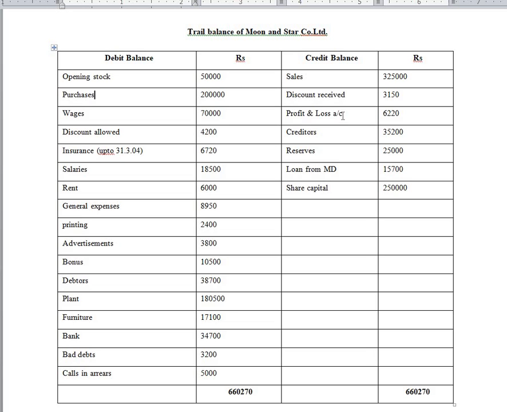Next, you have profit and loss account. This amount will be used while you're preparing profit and loss appropriation account. Why I'm saying this is you will find an adjustment where you have to post that item only in profit and loss appropriation account. So that is a small tip where you will use this amount while preparing profit and loss appropriation account. But for this sum, we will not use it. Next is creditors amount is given, reserve amount is given, loan from managing director is also given, share capital is also given. Okay, so the total of two sides of the trial balance is also done.